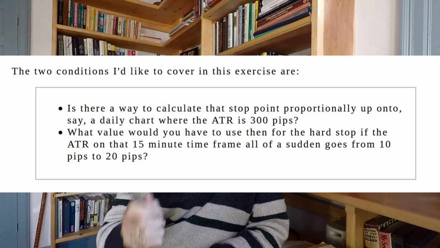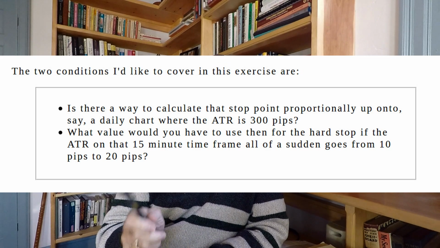In other words, we're just trying to look at how we would translate certain characteristics that we're familiar with on one time frame, the profit target and the risk, for example, and transpose it up onto another time frame or another currency pair or something like that. So the idea is, can you do that proportionally so that it makes sense? The two conditions I wanted to chat about as an example of this problem were, first, is there a way to calculate that stop point proportionally up onto, say, a daily chart where the ATR is 300 pips? I'm coming from an example of a short-term trader using an 8-pip stop on a 15-minute time frame with an ATR of about 10 pips.